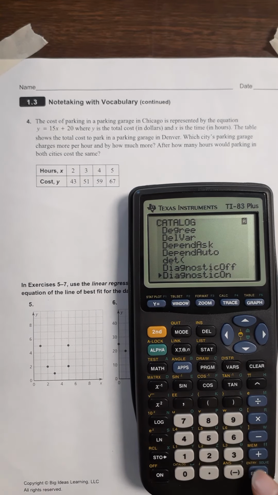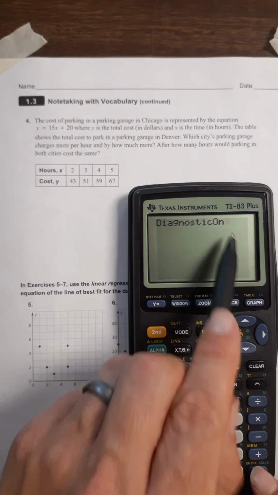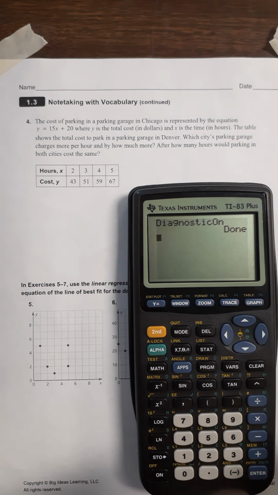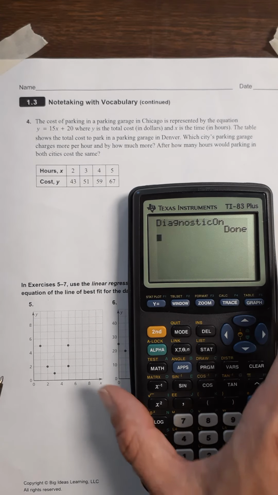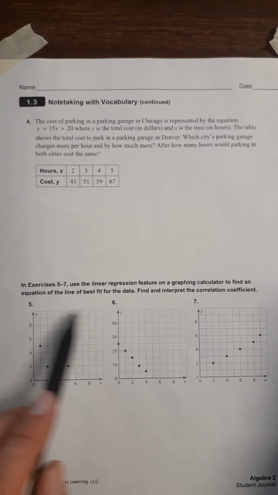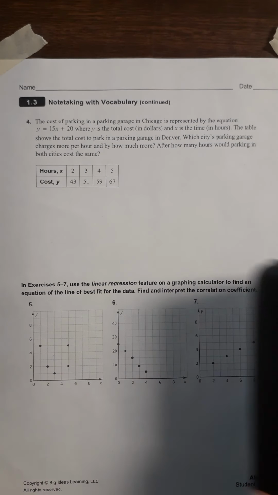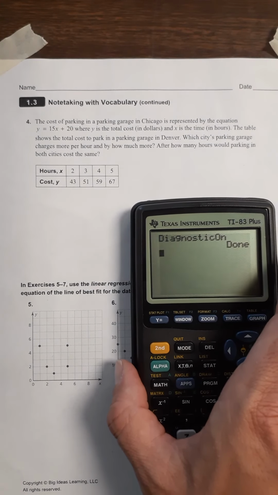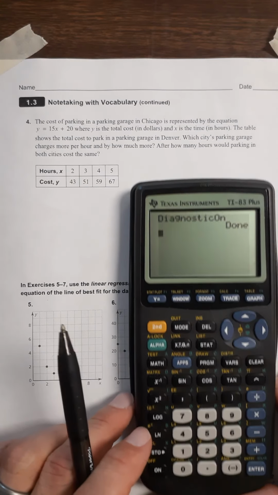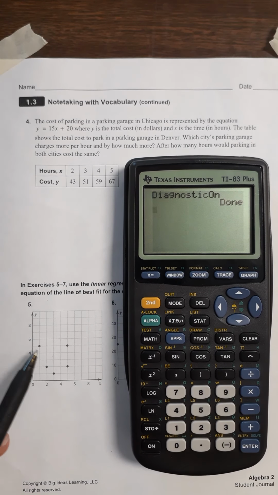Go to diagnostics on, hit enter. You have to hit enter one more time. When it says done, now our diagnostics are on. That is going to allow us to find an equation of best fit later. It's also going to allow us to find the correlation coefficient. You can only do that if your diagnostics are on. All right, let's get to work and let's actually do problem number 5.